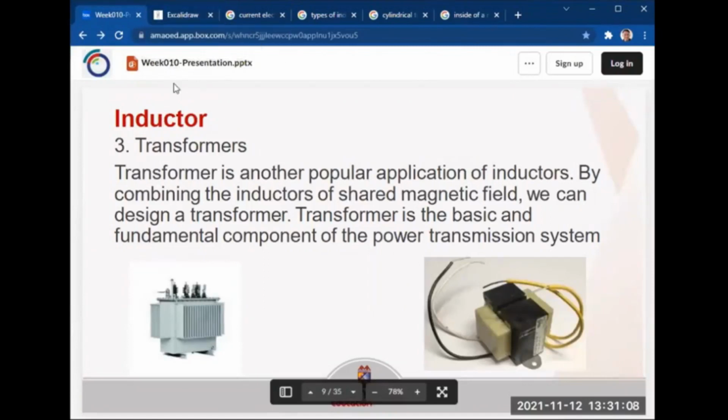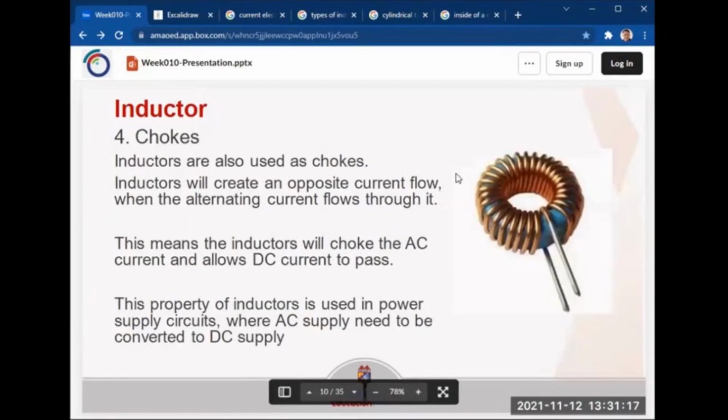If anything, if this will be discussed more, I think you have an electromagnetic fields subject. But anyway, let's proceed. So next we have chokes.